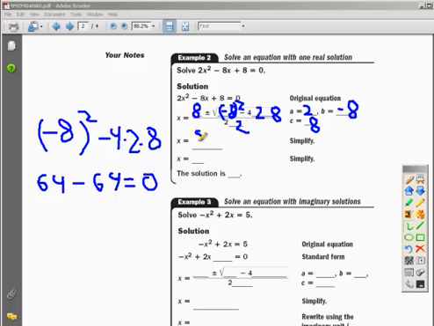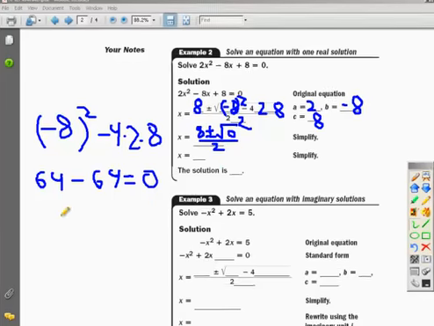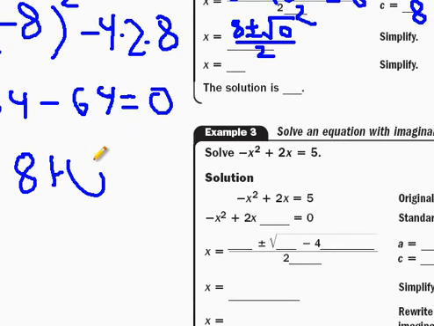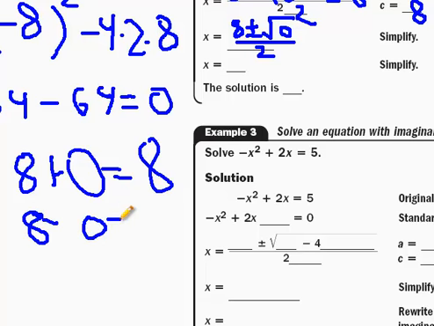Now watch how this changes. I now have 8 plus or minus the square root of 0, all over 2. Well, the square root of 0 is 0, and 8 plus 0 is just 8. So 8 minus 0, also 8.